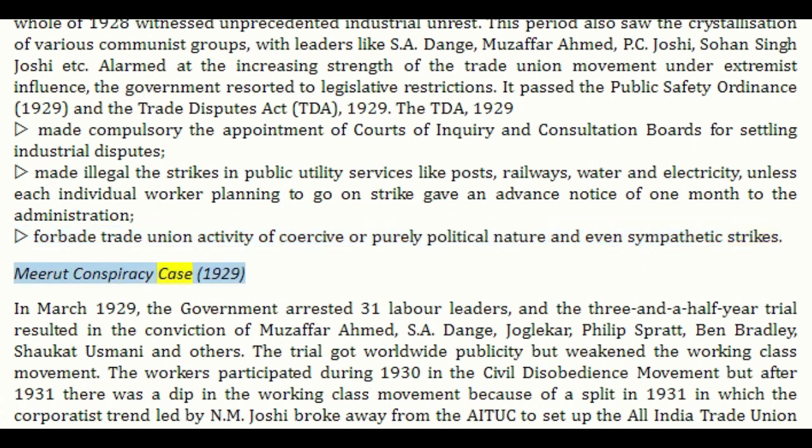Meerut Conspiracy Case, 1929. In March 1929, the government arrested 31 labor leaders, and the 3.5-year trial resulted in the conviction of Muzaffar Ahmad, S.A. Dange, Joglekar, Philip Spratt, Ben Bradley, Shaukat Usmani and others. The trial got worldwide publicity but weakened the working class movement.